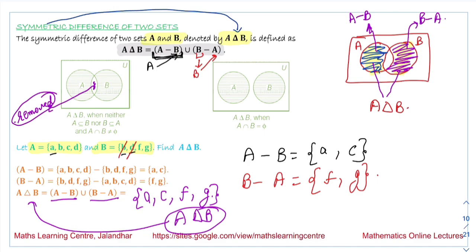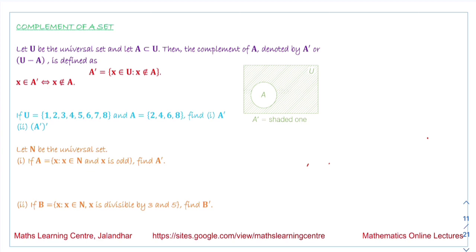The next definition we have is the complement of a set. When we are talking about the complement of a set, we require the universal set with respect to which we have to take the complement. So suppose U is the universal set. This is very important over here. The role of the universal set is very important.